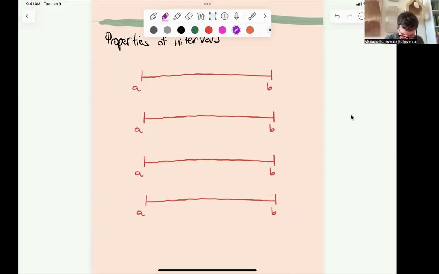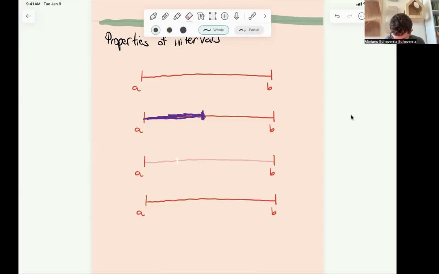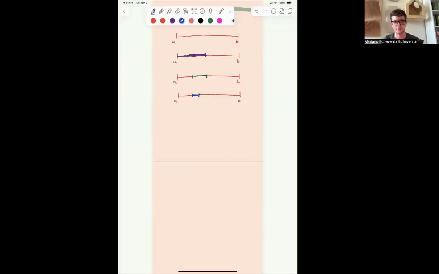So maybe in the first step, the interval that you keep is this one. Okay. Then in the next step, the interval that you keep is this one. And then in the next step, the interval that you keep is this other one. So it's always half the previous one, as you can see.